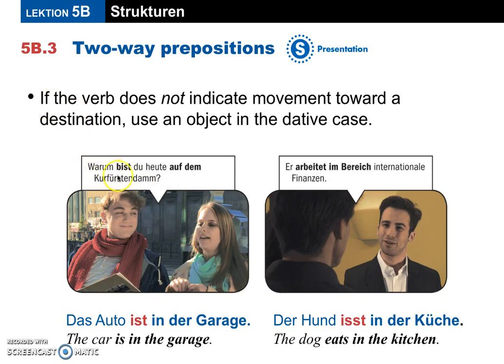You look at the examples. Warum bist du heute auf dem Kurfürstendamm? Auf dem. Er arbeitet im Bereich internationale Finanzen. So, why are you on the Kurfürstendamm? Kurfürstendamm is a street in Berlin. And he works in the area of international finance. Das Auto ist in der Garage. The car is in the garage. You can see this always expresses where somebody is. And der Hund ist in der Küche. The dog is eating in the kitchen. He is still in the kitchen.